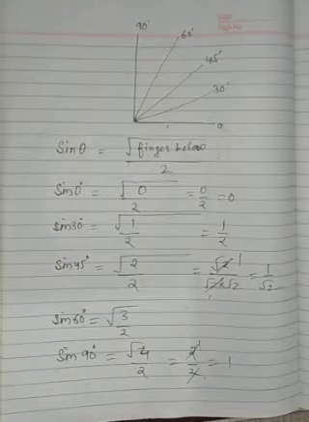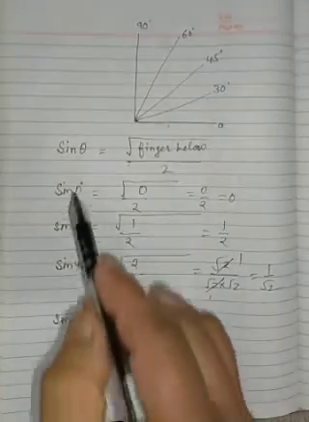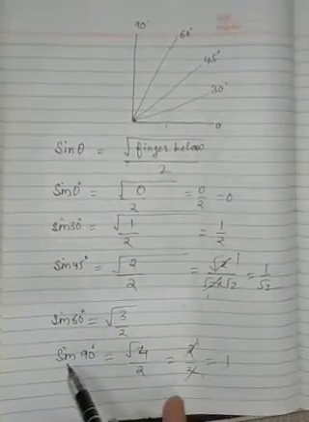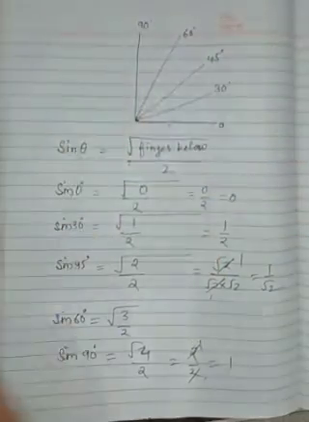So in this way you can find out the ratios of sine from 0 degree till 90 degree by using your left hand. I hope you like this video.